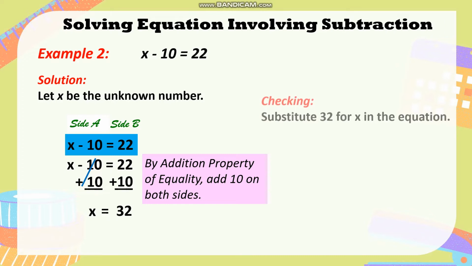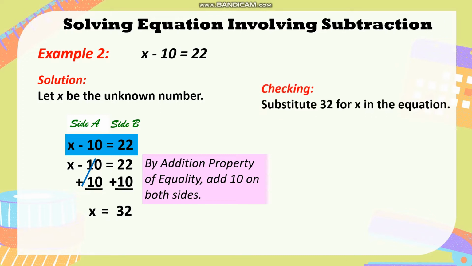To check, substitute 32 for x in the equation. X minus 10 equals 22. Palitan natin ang x ng 32. 32 minus 10 is equal to 22. 22 is equal to 22. The unknown number is 32. Therefore, x is equal to 32 is correct.